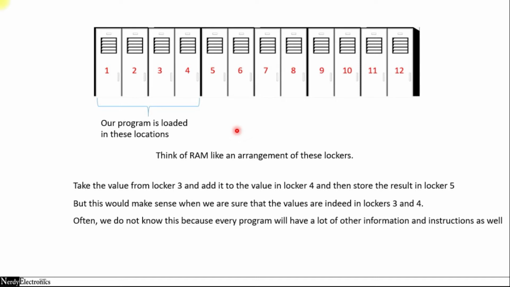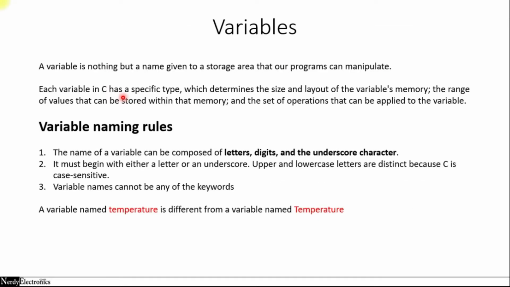Oftentimes, we do not know that our values would indeed be located in locker 3 and locker 4, because every program will have a lot of other instructions and information. In this example, we have just 12 lockers. Imagine tens of thousands of such lockers. How would we handle this? Fortunately, C gives us a method called variables. Variables are nothing but a name that we give to the storage area that our programs can manipulate.